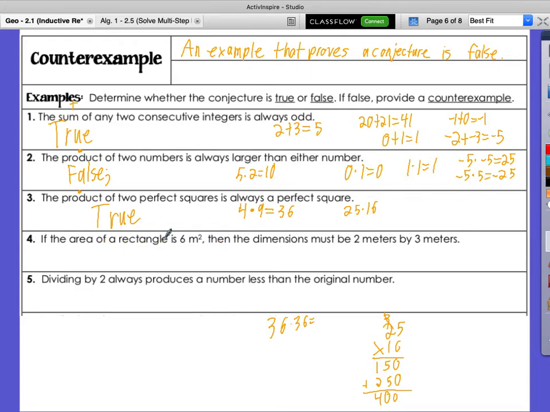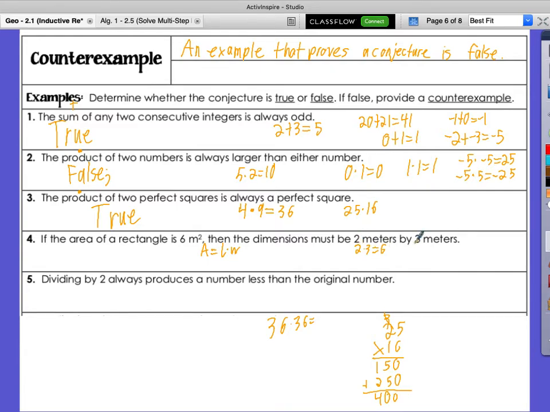If the area of a rectangle is 6 square meters, then the dimensions must be 2 meters by 3 meters. Well, how do we get the area of a rectangle? Does anyone know? Length times width times height would be the volume of a cube. Area is equal to length times width. So we'd be taking 2 times 3. So that's 6. So we're saying if the area of a rectangle is 6 square meters, the length has to be 2 and the width has to be 3, or vice versa.